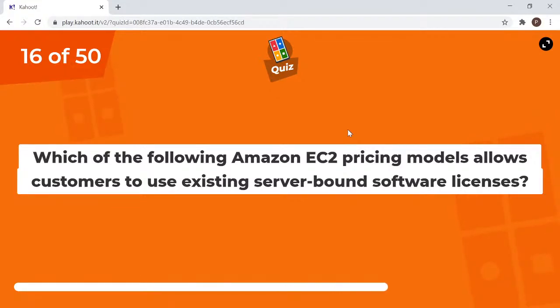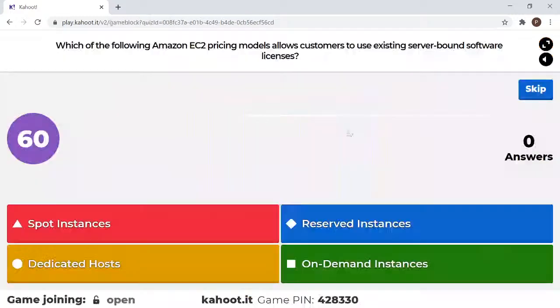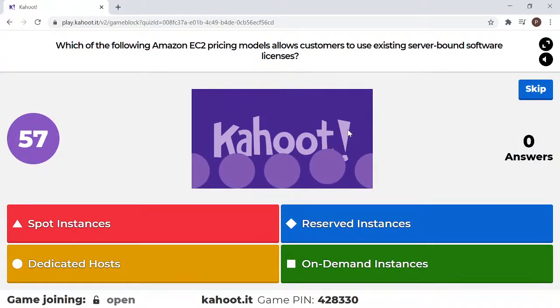Which of the following Amazon EC2 pricing models allows customers to use existing server-bound software licenses? Is it spot instances, reserved instances, dedicated hosts, or on-demand instances?